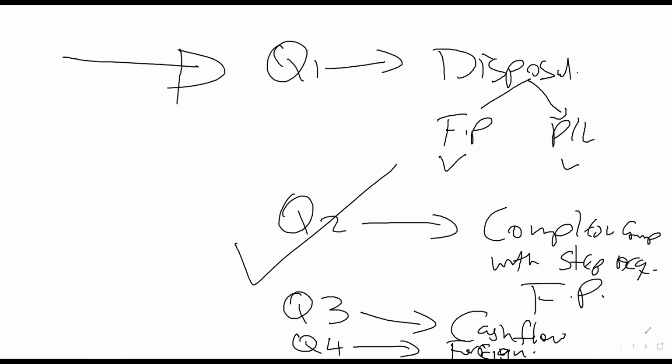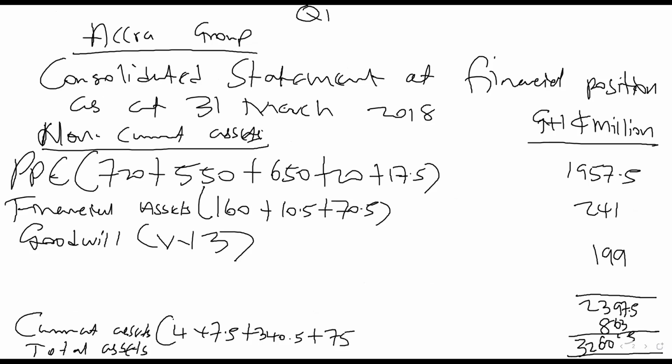So let's see. Yeah, 32 point what? 605. That is different for me. 19.29.